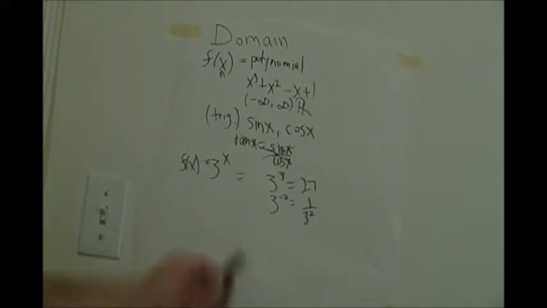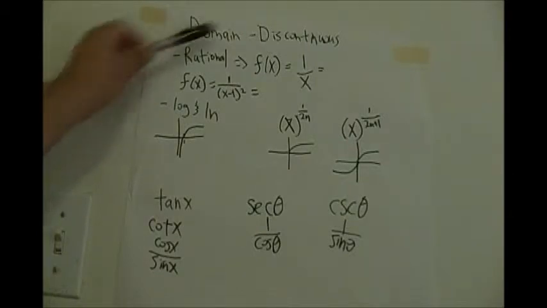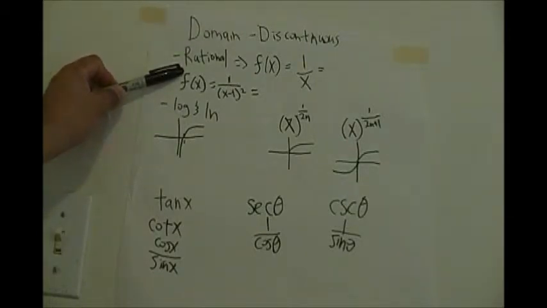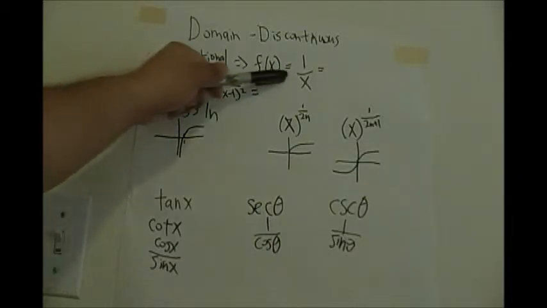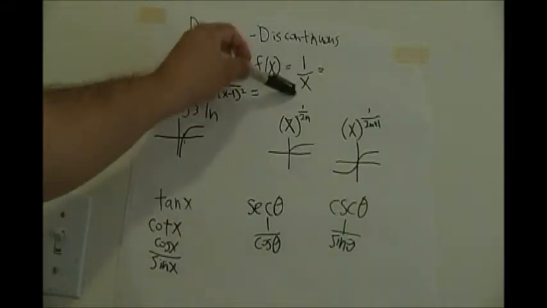Okay, next, in the next video we're going to move on to discontinuous functions. Alright, let's talk about discontinuous functions, okay? So we know that continuous functions are polynomials, certain trig functions, and maybe a couple of others. But let's look here. What's a very common discontinuous function is what we call a rational function. A rational function is merely a function in the form of a fraction, like 1 over x, okay?